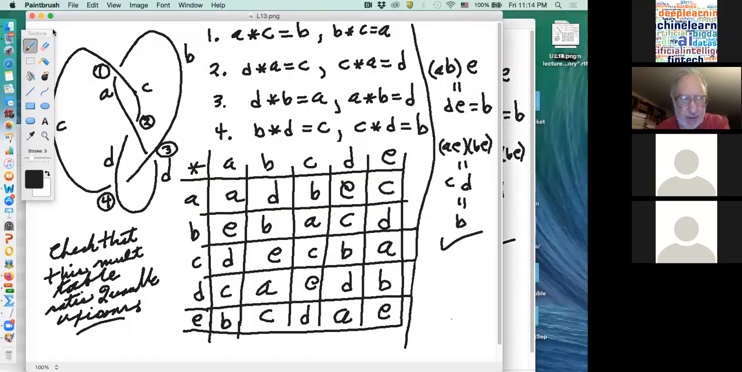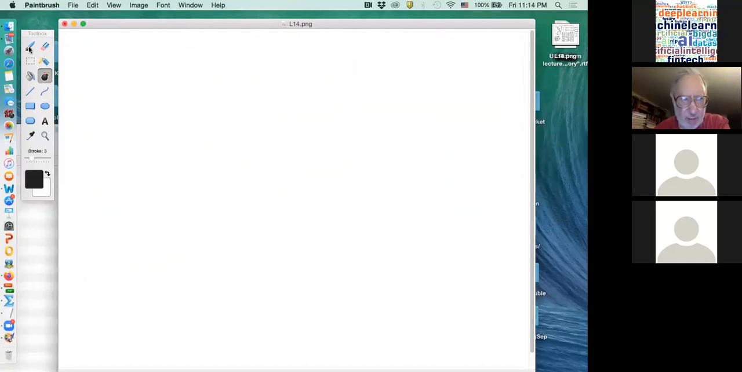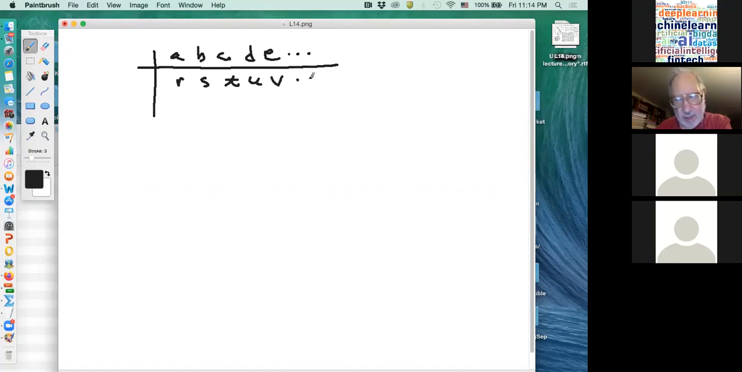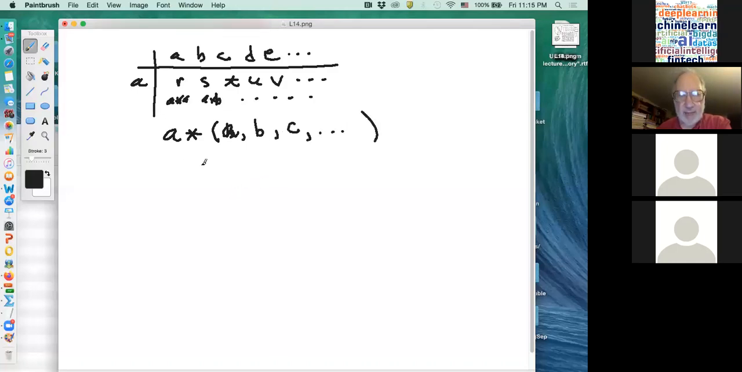I guess one way to put it would be that. Okay. Now, I just want to get myself some room to draw. Now, consider a row in the quandle table. So you have, for example, A, B, C, D, E, and so on. And then you have R, S, T, U, V, and so on, all the products with, say, A. So this is A times A, this is A times B, and so on out. What I'm doing is taking A and multiplying it by A, B, C, and so on, and I claim that that will yield a permutation of A, B, C, and so on, if this is a list of all quandle elements.